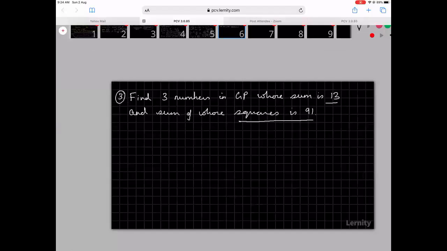So here is the next question. Find three numbers in GP whose sum is 13 and sum of whose squares are 91. So suppose I have numbers A, AR and AR squared. Okay, so these are three numbers in GP. So their sum is equal to 13. And the sum of whose squares? So A squared plus A squared R squared plus A squared R power 4 is equal to 91.